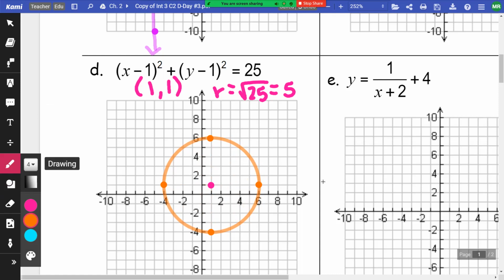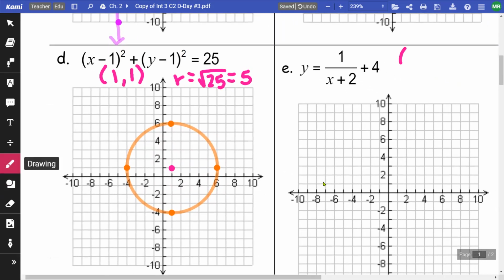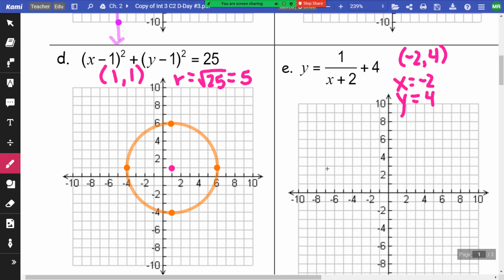On the next one, this is a reciprocal function. For this reciprocal function, if you want to think about a locator point, what makes the denominator 0 is -2, and then the 4. So this graph's being moved to the left 2 and down 4, which means I have a vertical asymptote at x equals -2, because that makes my denominator 0. And then I have one at y equals 4 for my horizontal, because these actually had 2 asymptotes. The one that used to be x equals 0 gets moved to the left 2. The one that was y equals 0 gets moved up 4.